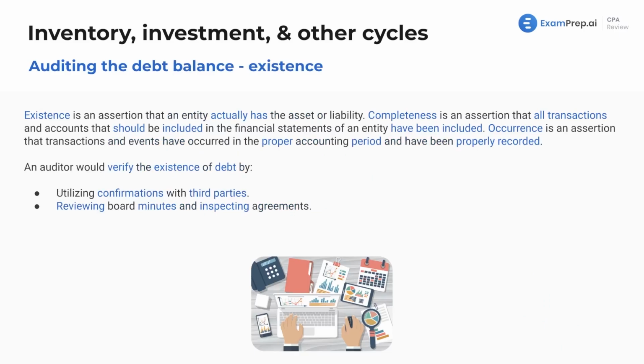For existence, when it comes to debt, again, still dealing with just debt, we're going to utilize confirmations with third parties. Any institution that we believe our client may be getting debt through, we're going to reach out to them. And reviewing board minutes and inspecting agreements.